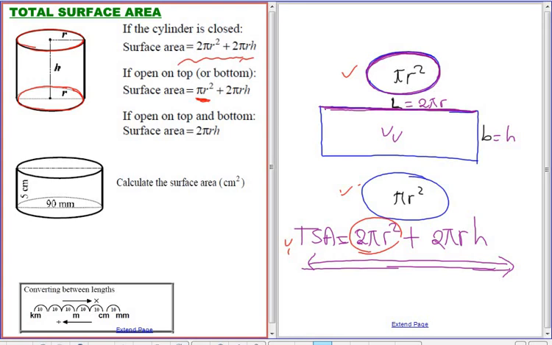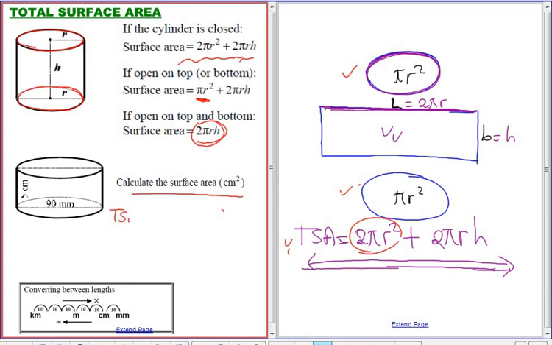And you know what? At times you just have a hollow thing. It could be a pipe. So if you have something of that sort, then you only consider the curved part of the cylinder. So it will be 2 pi r h. How simple can anything get? I am noticing that we have to calculate the surface area of this cylinder over here. So let's go ahead and do it.